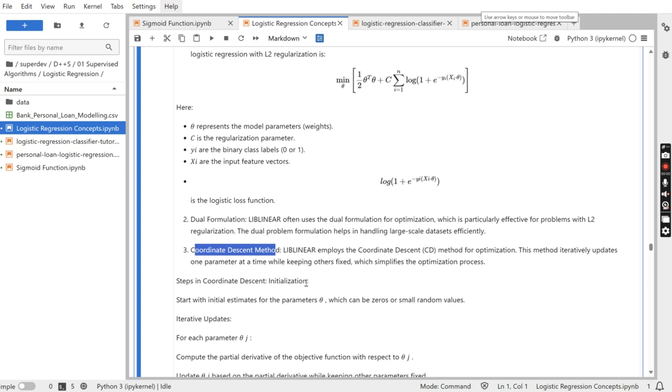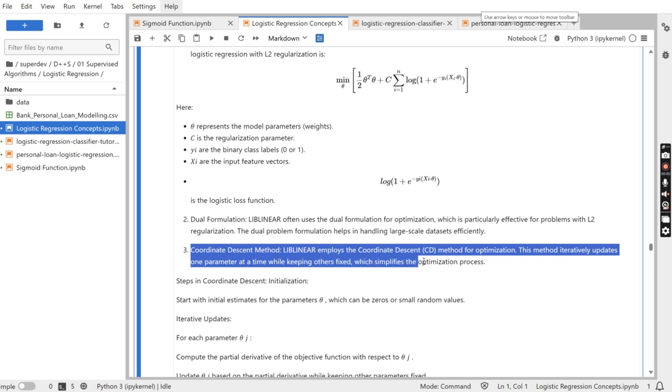Now coordinate descent method iteratively optimizes, or iteratively updates, one parameter at a time. This is the difference, while keeping others fixed. Basically, coordinate descent, if it is optimizing the theta value, won't touch the C value or the theta naught value. So it alters one parameter while keeping the others fixed.